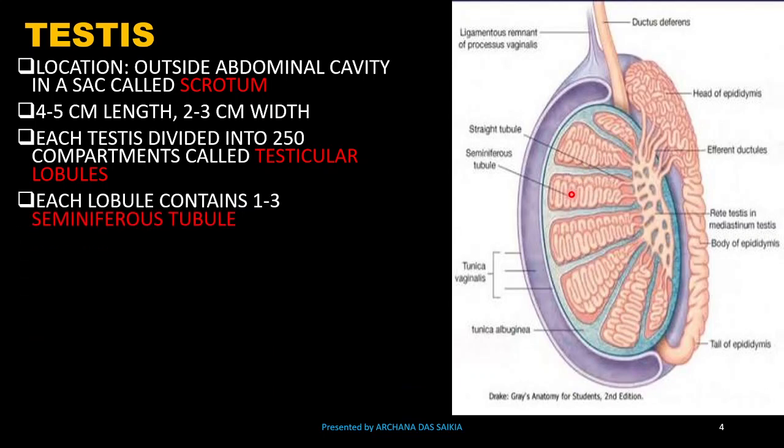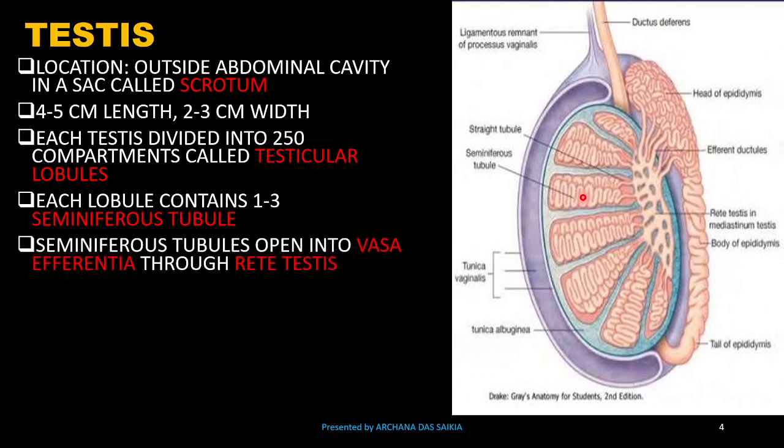Now each lobule, each compartment, contains a long, highly coiled tubular structure called a seminiferous tubule. Inside these seminiferous tubules there is formation of the sperms. Each lobule will have 1 to 3 seminiferous tubules, on average 2. Seminiferous tubules open into the vasa efferentia through the rete testis. Each of the seminiferous tubules, you can see here, is leading.